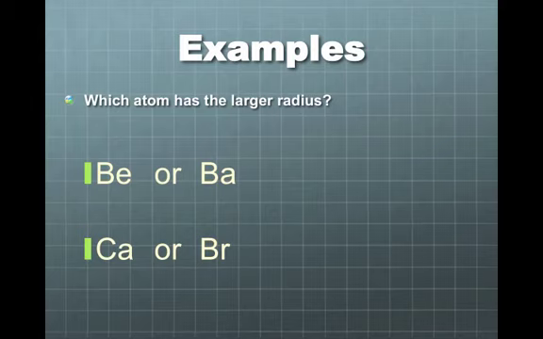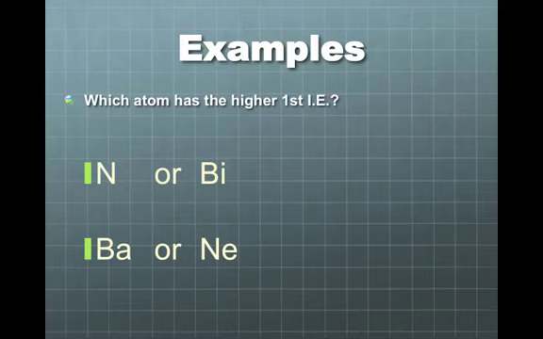All right, let's look at a couple of examples. Which atom has the larger radius? Beryllium or barium? Well, we should know that the atomic radius increases as you go down because you're adding more and more electrons. So barium. Calcium or bromine? Well, calcium's up at the top. Bromine is towards the right of it. So calcium is going to be bigger because, again, atomic radius increases towards the left.